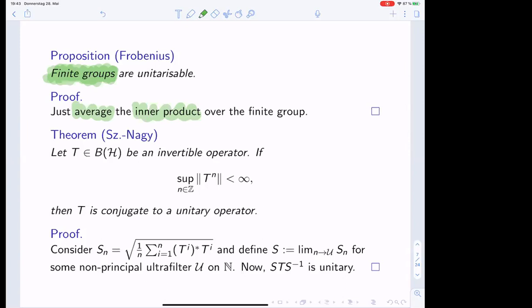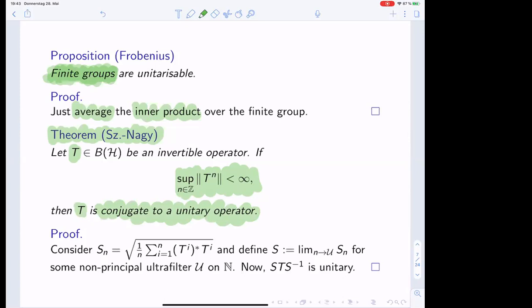But what about infinite groups? We are interested in infinite groups. So the first non-trivial theorem is now more than 70 years old. That's the theorem of Sz.-Nagy, who studied the situation of one invertible operator with this boundedness condition. This exactly means that you have a uniformly bounded representation of the group of integers. And what he proved is that this operator is now conjugate to a unitary operator. That exactly means that the group of integers is unitarizable.